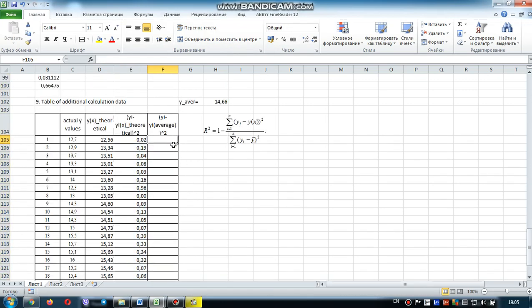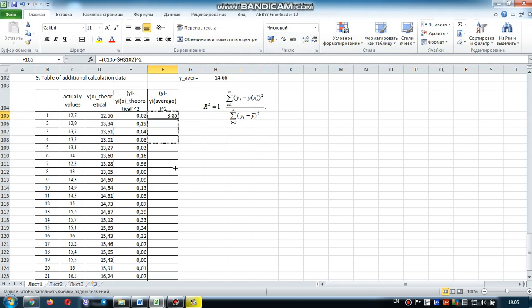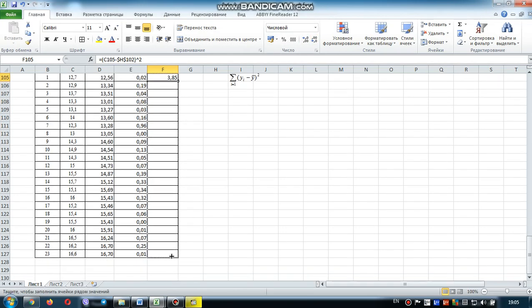And by the same way, calculate the square of differences between y values and average value. Fix the average value up to square. And multiply formula.